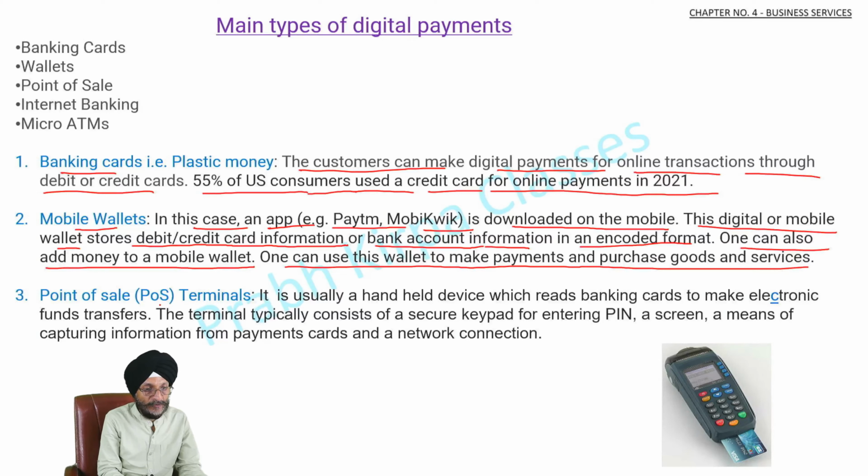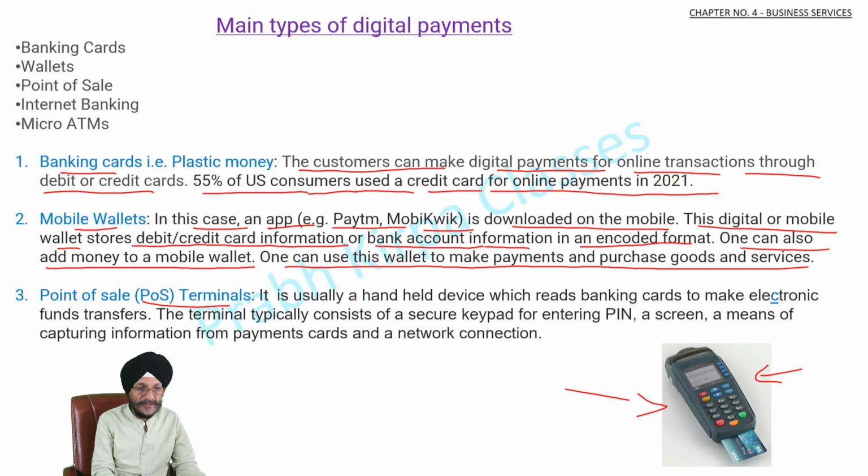Next comes point of sale terminals. If you go to a shop, you may find this type of device. This is called a point of sale terminal. It is a handheld device which reads banking cards. Here you can see this is the banking card. It may be a credit card or debit card. To make electronic funds transfers, the terminal typically displays a secure keypad. This is the keypad for entering the PIN, and this is the screen.